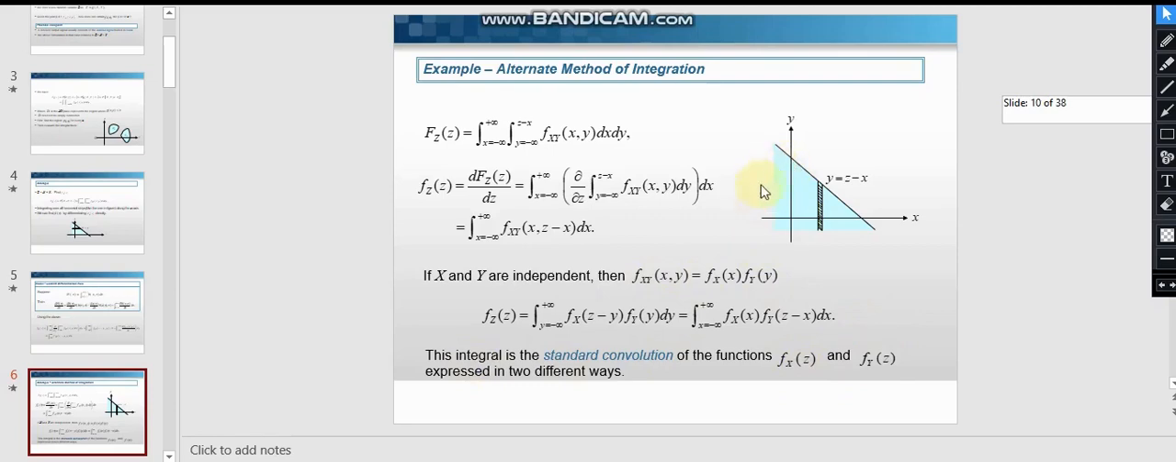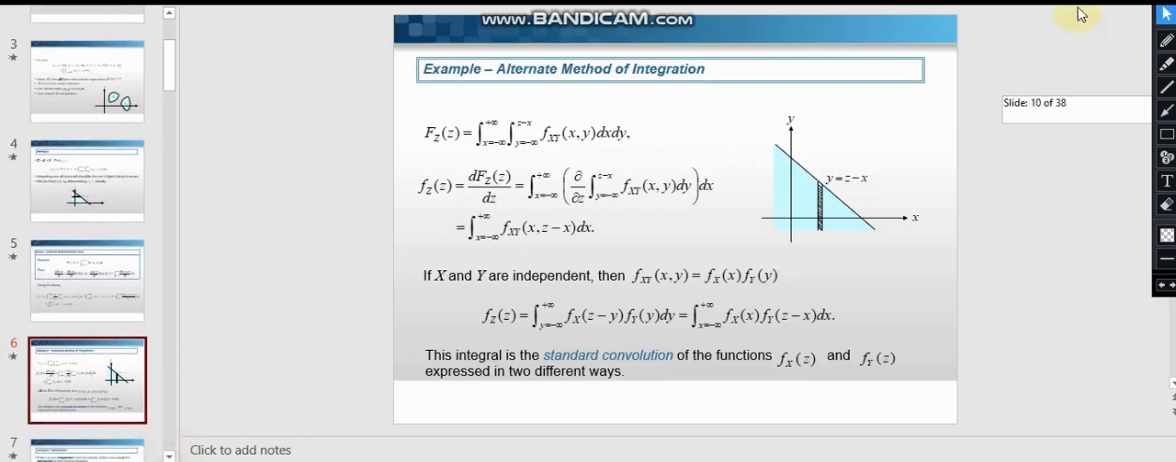So again, the region in this case would be the area under this curve. This whole region will give the CDF of the new random variable z. Now let us talk about another example.